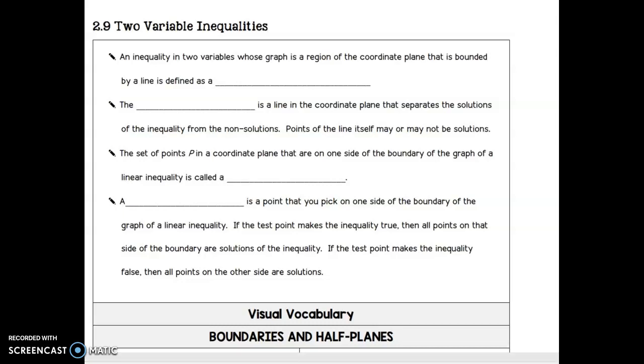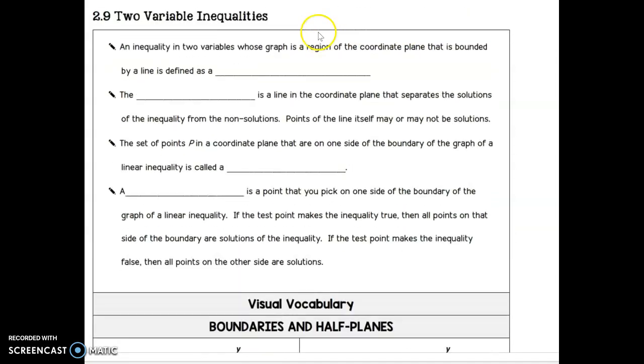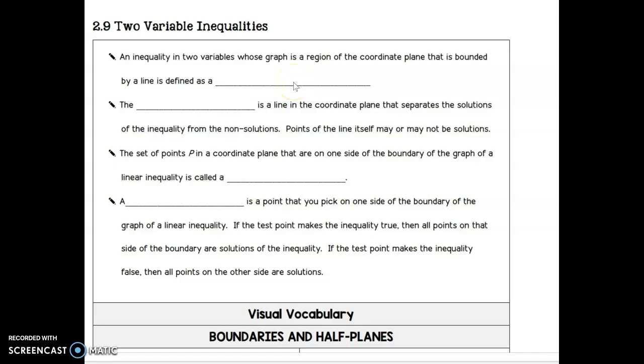Okay, 2.9 notes. Here we go. The key is online, but here are the explanations on how to. We have this vocabulary word called linear inequality. Then we have boundary, half plane, and test point. So those are all terms you're going to see. So fill those in, put it on pause.